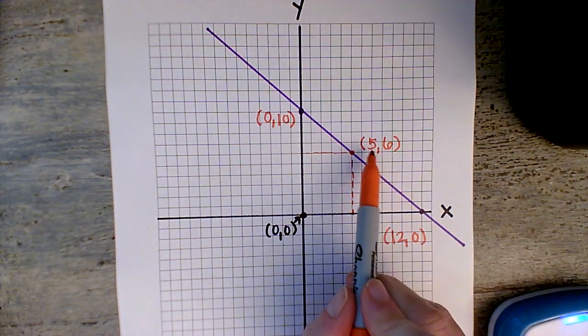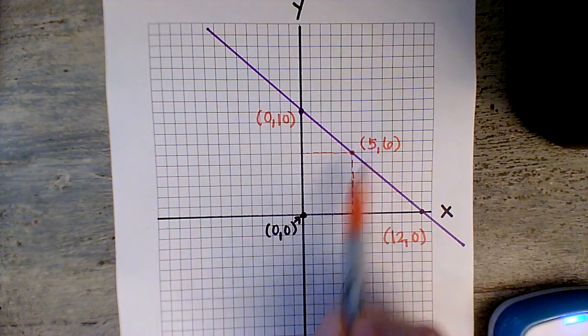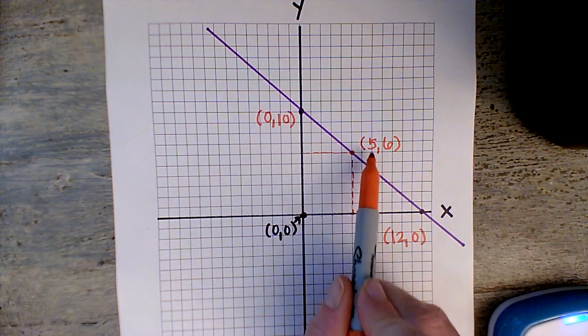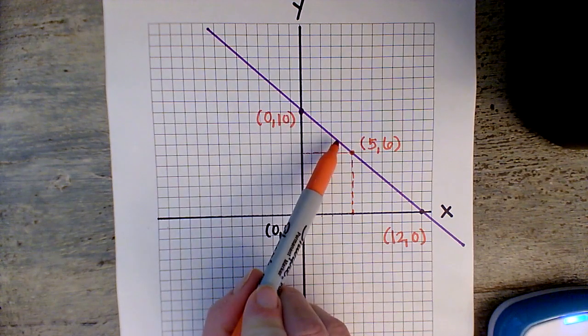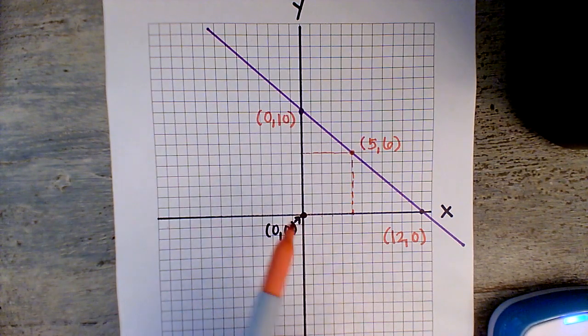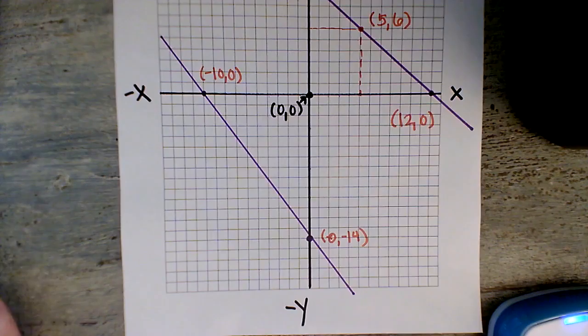That means I go over 5 on the x-axis, 1, 2, 3, 4, 5, and I go up 6 on the y-axis, 1, 2, 3, 4, 5, 6. And that is how I find the point on a line. You just go down the line, look for where it intersects a corner exactly, and then count. Count over and count up, and see where that's located.